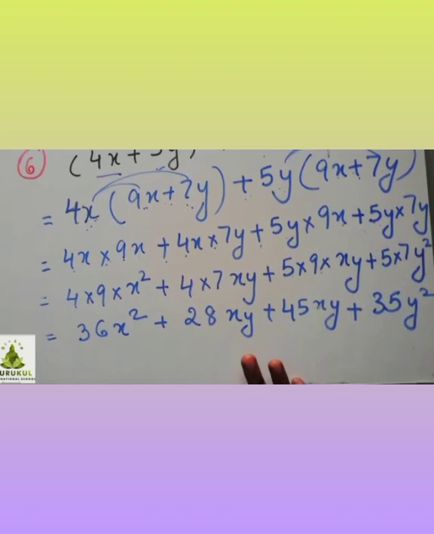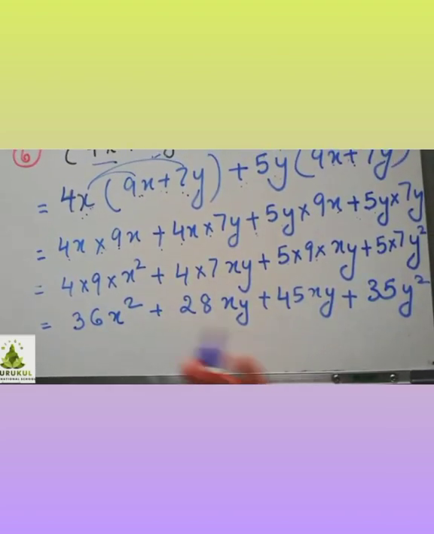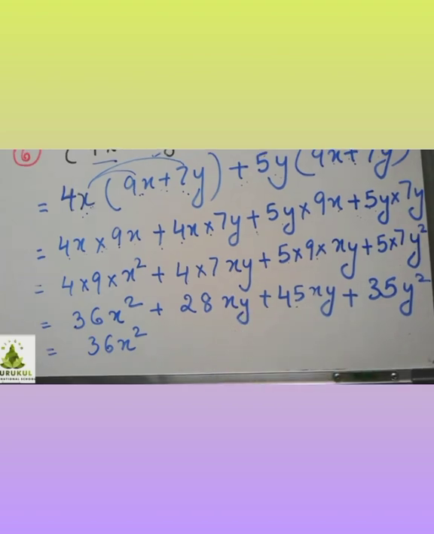Now what are you going to get? If any like terms are there, you can combine. Otherwise you won't be able to combine. Here x square terms are not there, so I will write that as it is. Now see here, 28xy plus 45xy. These two are like terms. Now I can combine these two like terms.